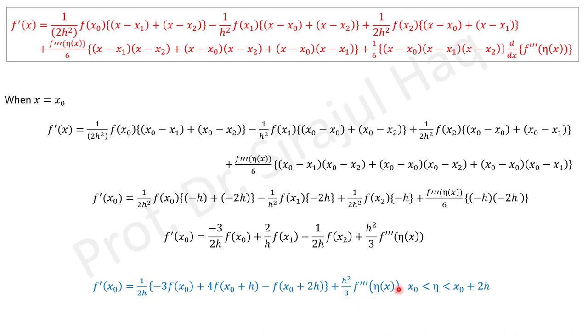Again, this is the error term used for the upper bound of the error. So we have a lot of questions in numerical analysis about this one, so I will not go into further detail here. So this is a formula, and this formula is called the 3-point endpoint formula.